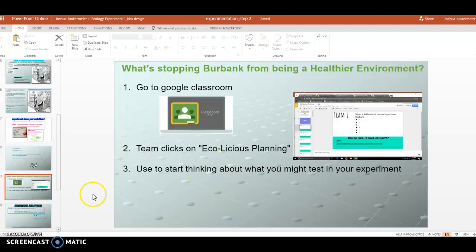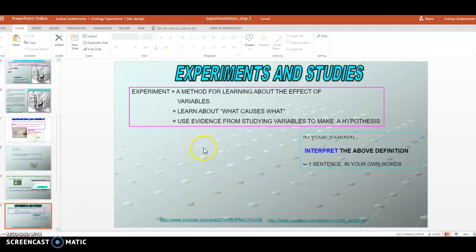Let's continue though. Slide 10. Slide 10 is a definition for experiment. So in your notebook, write slide 10 and copy down this definition. It says experiment equals a method for learning about the effect of variables. It says an experiment helps us learn about what causes something. So this means it helps us understand variables and how they affect something.